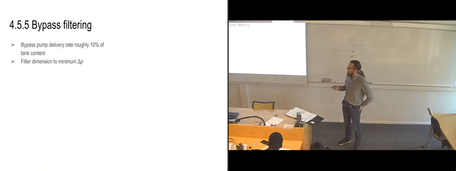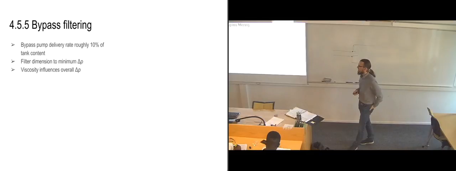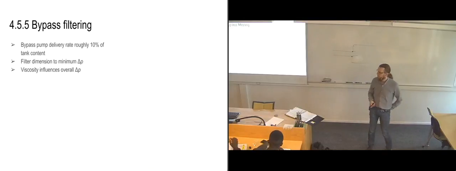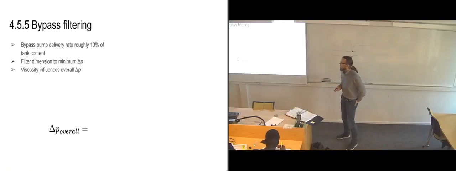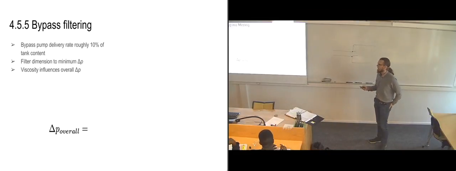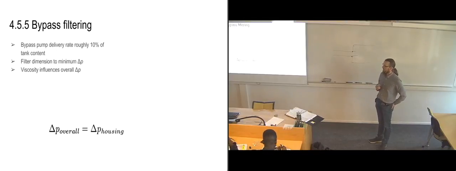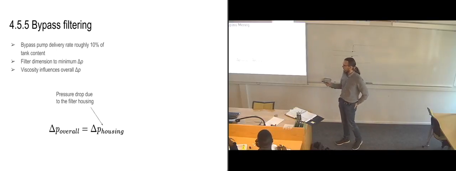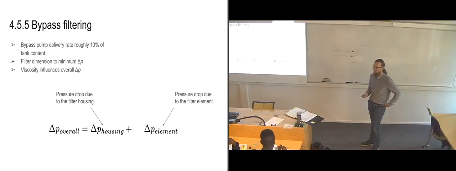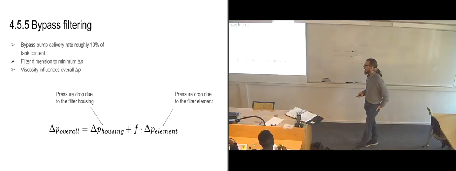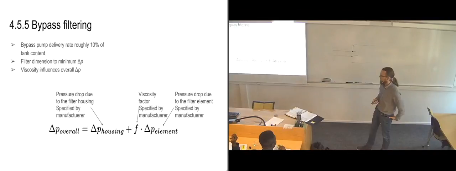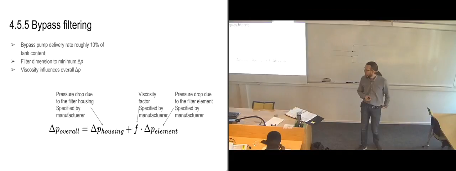And the filter has to be dimensioned to a minimum pressure difference. And the viscosity influences the overall pressure difference, of course. So we have an overall pressure difference that we need to calculate in order to dimension our filter. Because then we need the pressure drop due to the housing of the filter, and we need the pressure drop due to the filter elements inside the housing. And then we need a viscosity factor. And all of these will be specified by the manufacturer so that we will know what we are doing when we're calculating this.